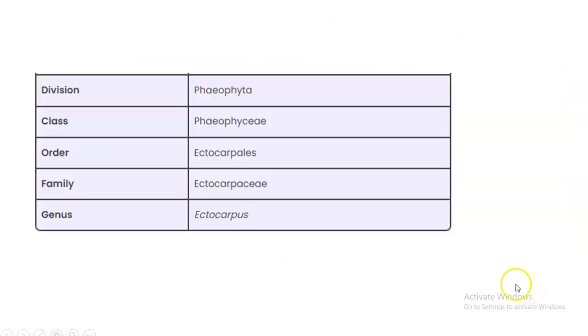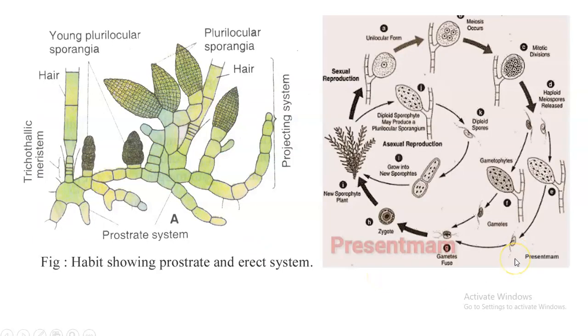Now understand one more thing. It belongs to phylum Phaeophyta or brown algae, class Phaeophyceae, order Ectocarpales, family Ectocarpaceae, genus Ectocarpus. Within this genus, more than hundreds of species are found. Now coming to the asexual reproduction details. Before that, understand a few things.